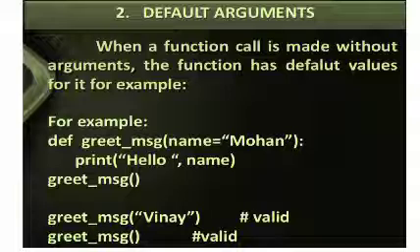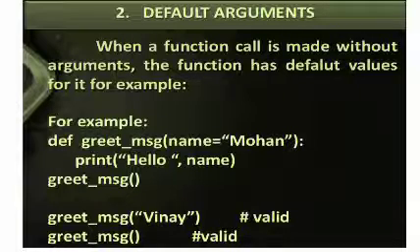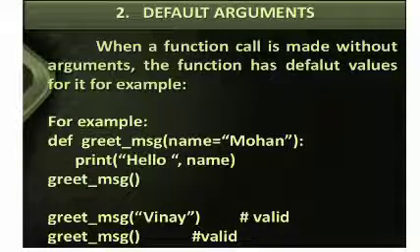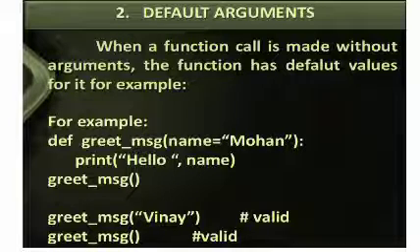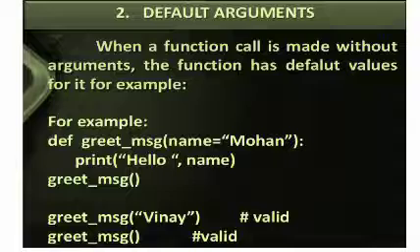It prints hello and the name. If we call the msg function without an argument, containing no value, it will print hello Mohan. If you pass the value Vinay, it will print hello Vinay. Third point, if no arguments are passed, it will return the default argument, hello Mohan.